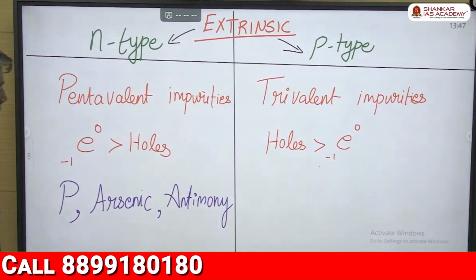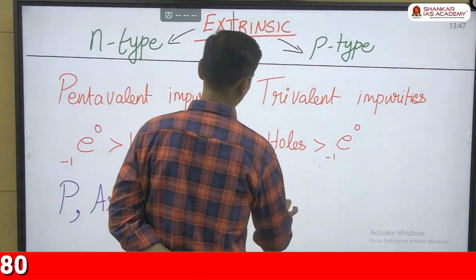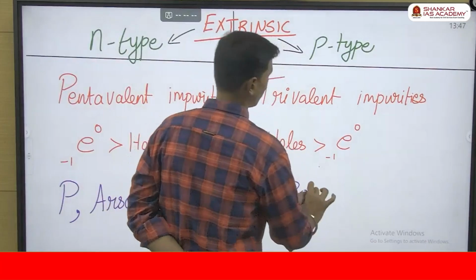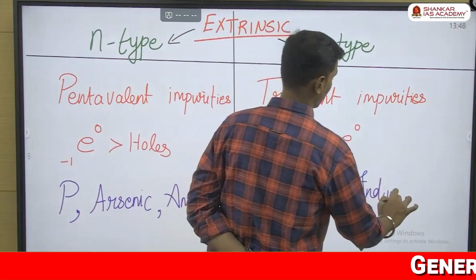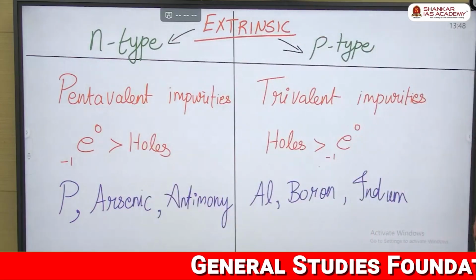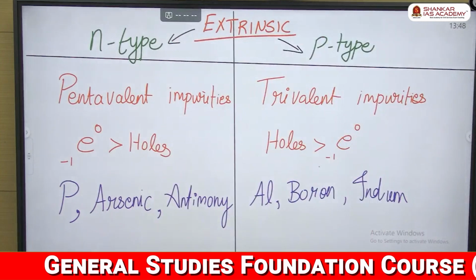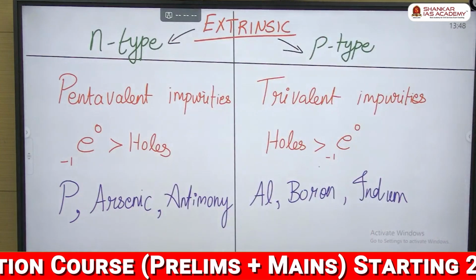Then coming to P-type, you can write aluminum, boron, indium. These are examples for trivalent impurities, that is, atoms with 3 electrons in the outermost shell. Trivalent impurities.